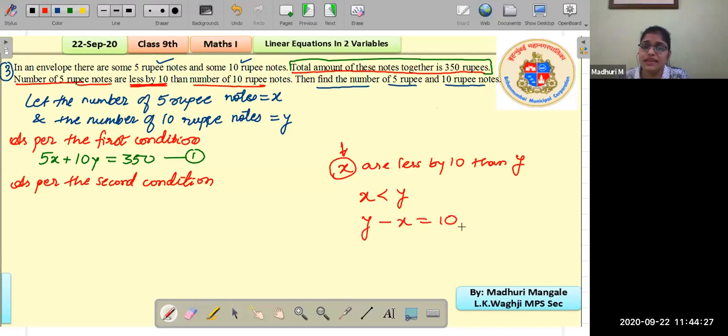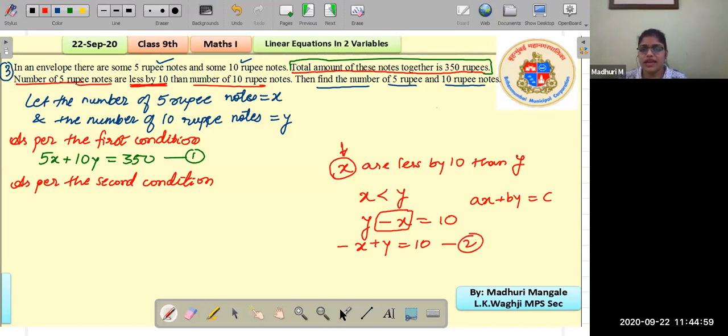This is our second equation, but we need to write it in standard form. What is the standard form? The X term first and then the Y term, equals the constant. So we are going to write the X term first. What is the X term? That is X, but the sign of X is minus. Whatever sign is in front of the term, it will move with that sign. So it will be minus X plus Y equals 10. That is the second equation.